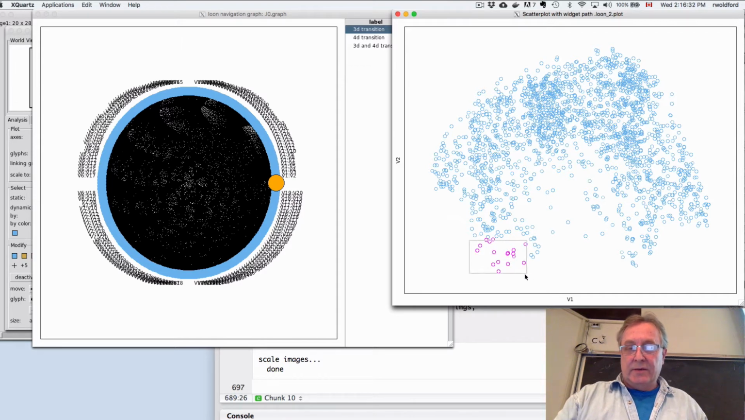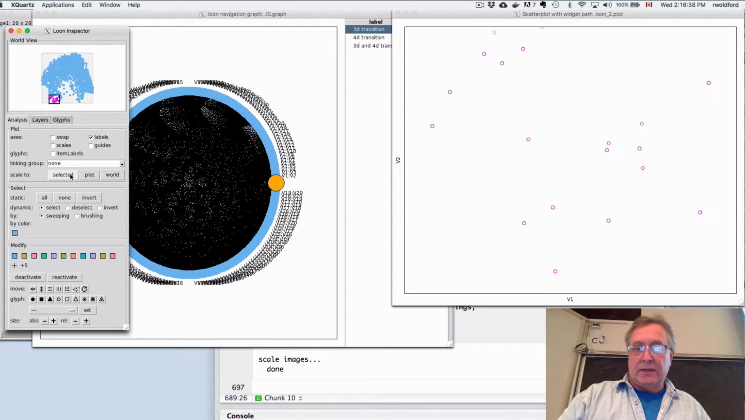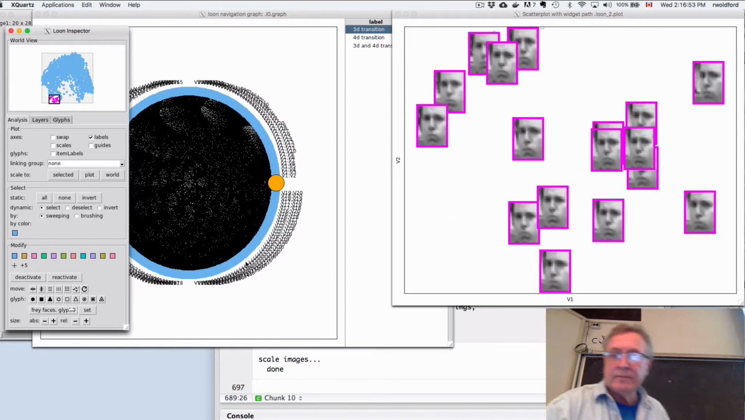And I could take any one of these, just scale it to the selected group, and show you the faces. So that they look kind of alike.